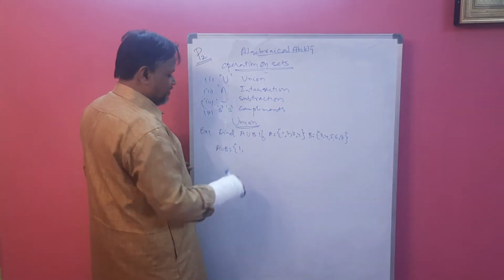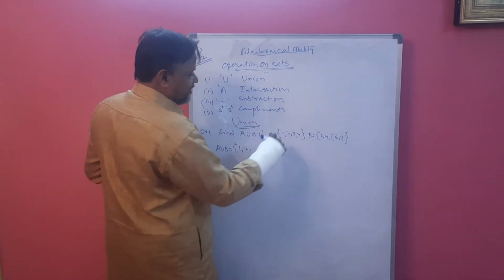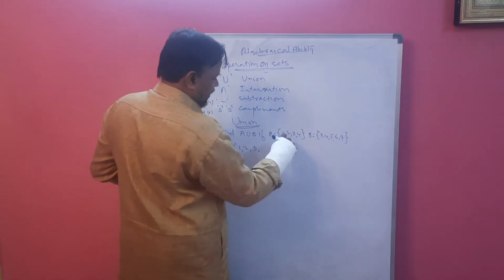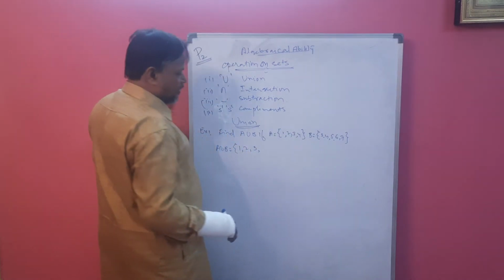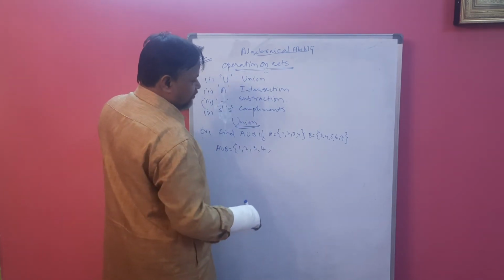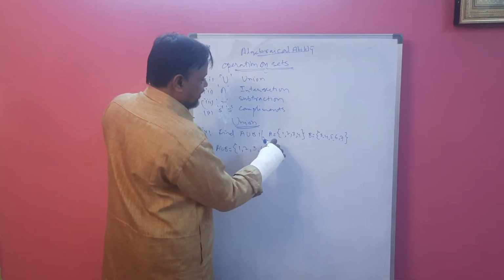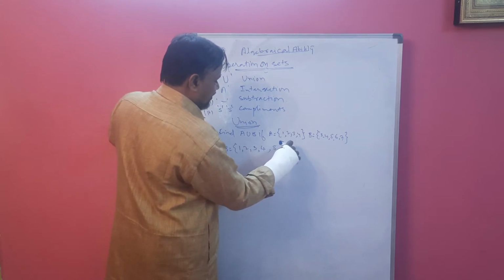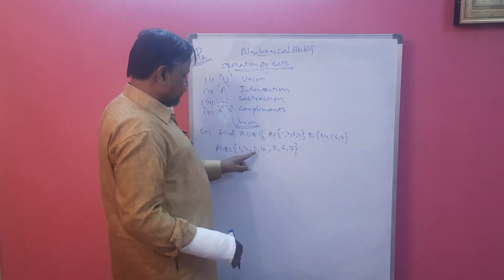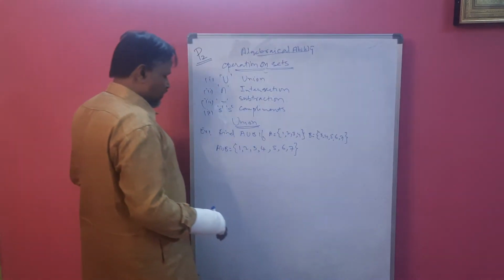Suppose we take 1. 1 belongs to A but not to B, still we have to write it in the union. 2 we can write. 3 is in both, but we have to write it one time only. 4 is a member of A and 4 is a member of B, but we write it only once in A union B, not twice. Then 5, 6, 7. So the union of sets A and B is 1, 2, 3, 4, 5, 6, 7.